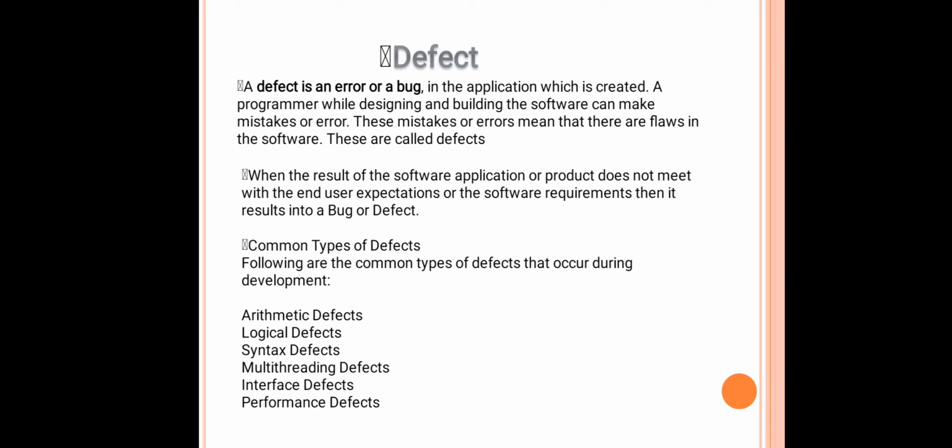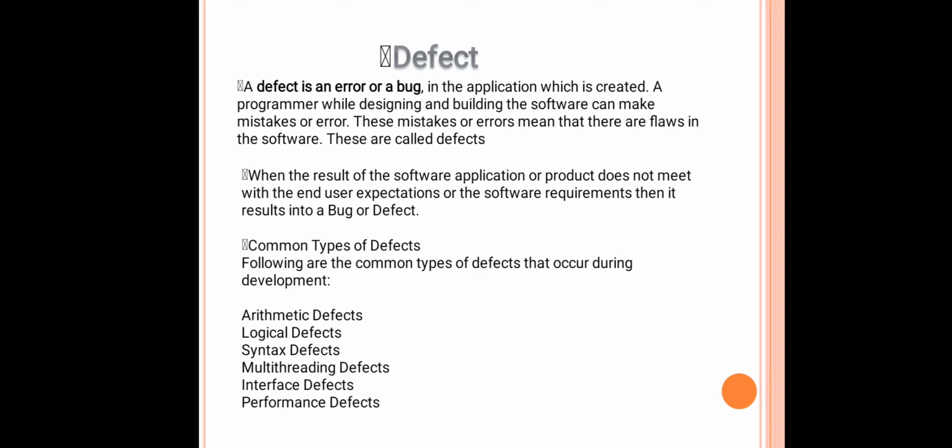When the result of the software application or product does not meet the user expectation, we know that we have to follow some methods as per the customer requirement. We have to use some programs and develop the application as per the customer requirement, or we can say as per the user expectation. So if the expectation is not followed, it results in a bug or defect. The common types of defects are arithmetic defects, logical defects, syntax defects, multi-threading defects, interface defects and performance defects.